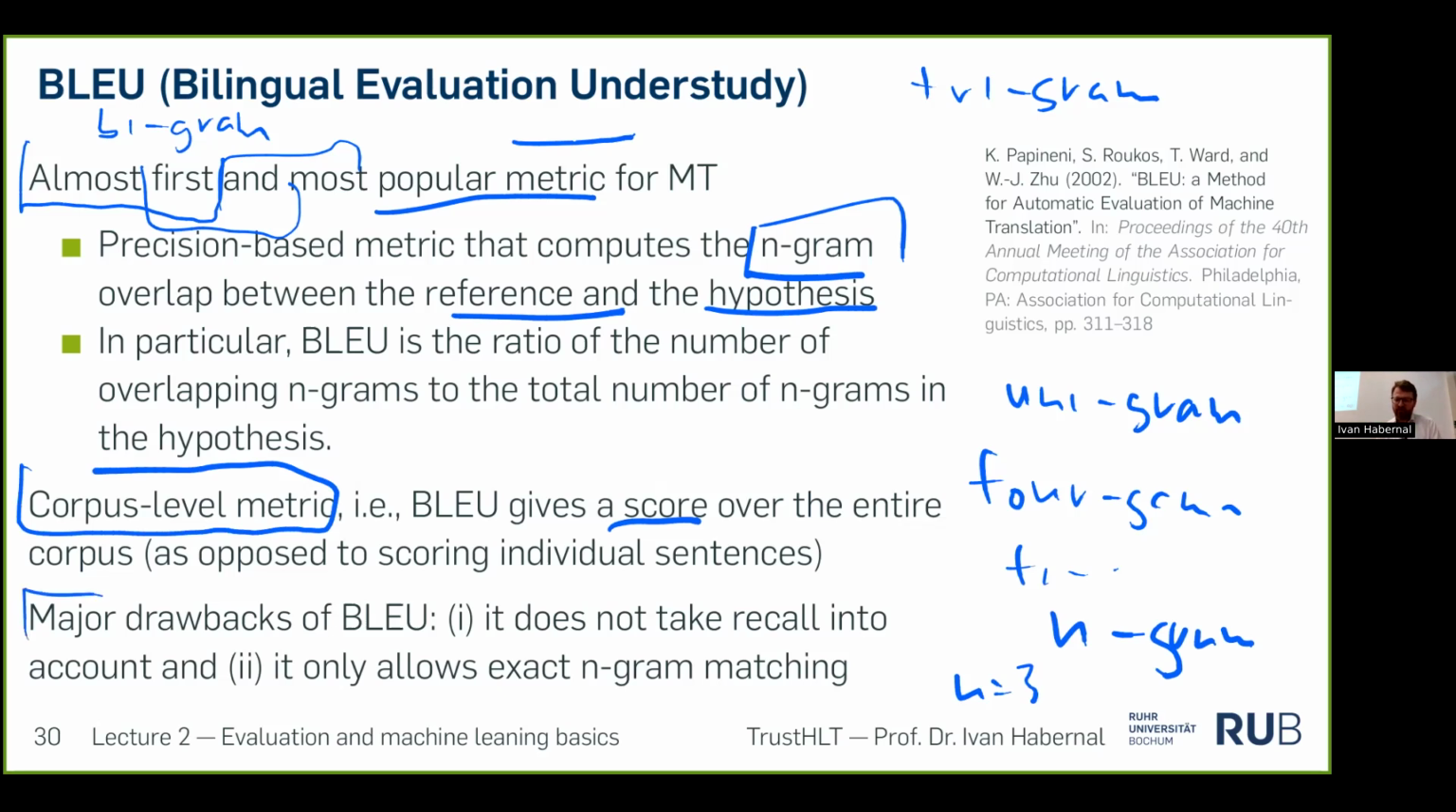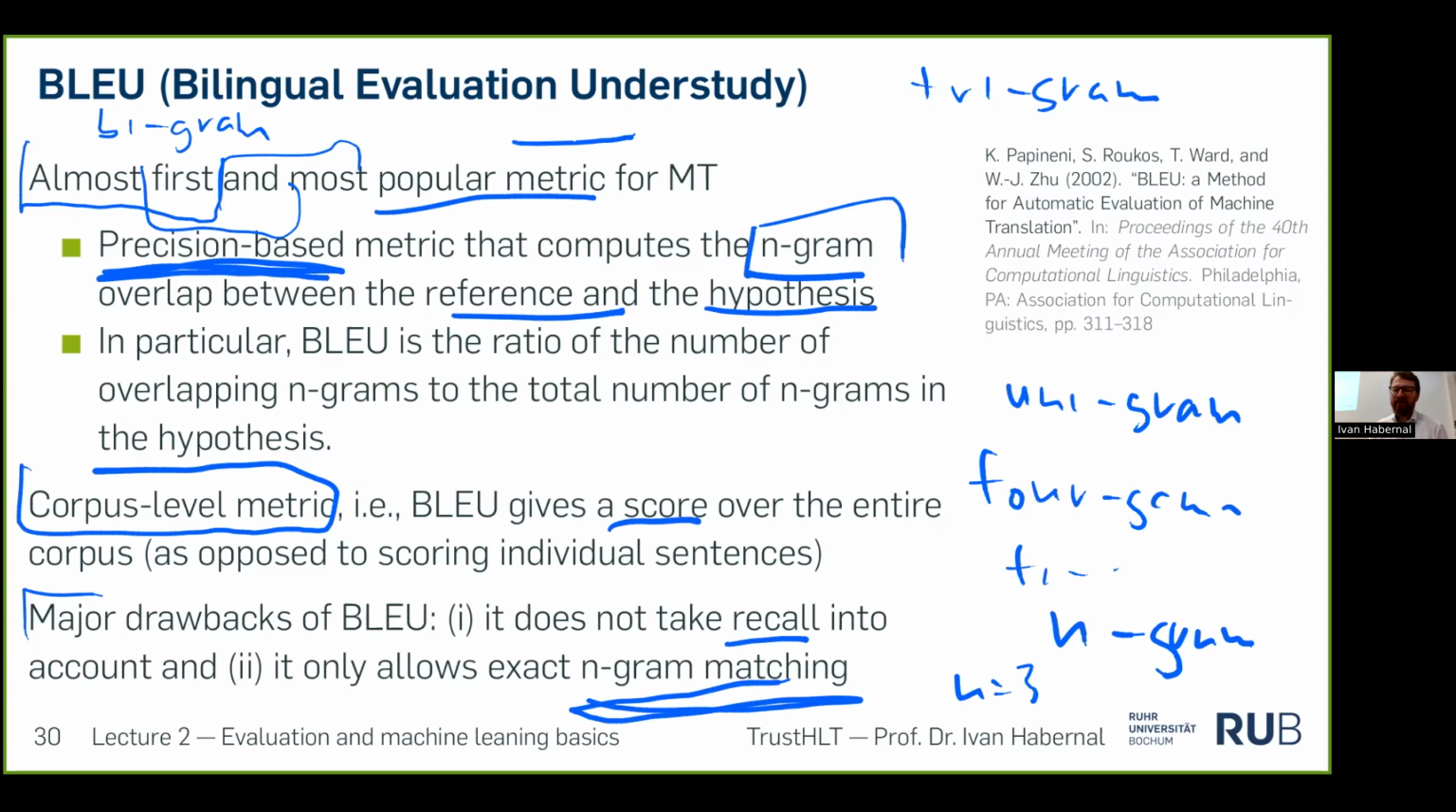And the major drawbacks of the BLEU score: it's precision based. So now we know what precision and recall are. If it's precision based, it's not recall based, obviously. It doesn't take recall into account. And we have this exact n-gram matching. That's an issue because you might actually use a synonym of a word, which would be a good translation, but it will be penalized by the BLEU score because it's not an exact match. So this is one French metric, BLEU.